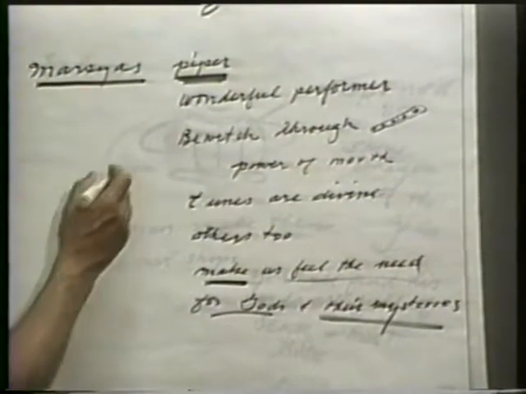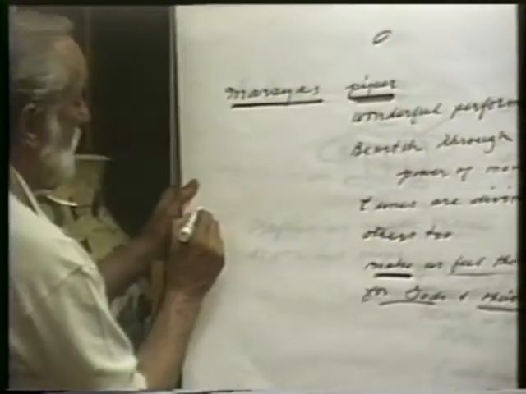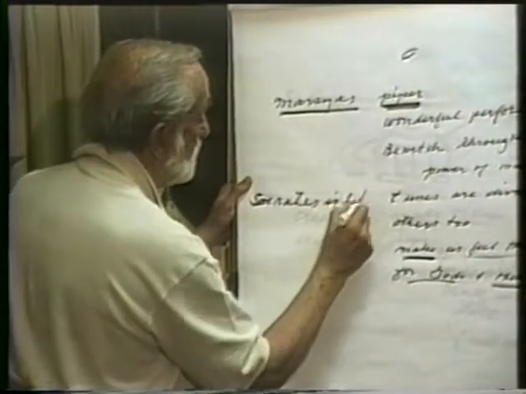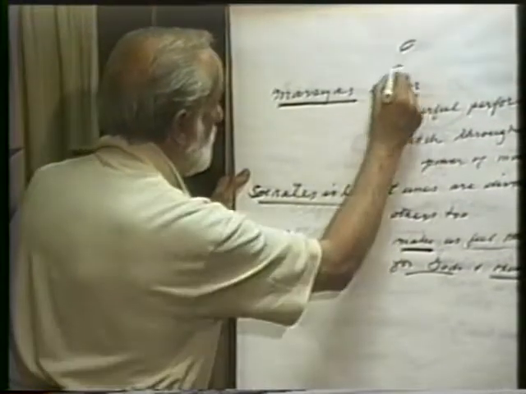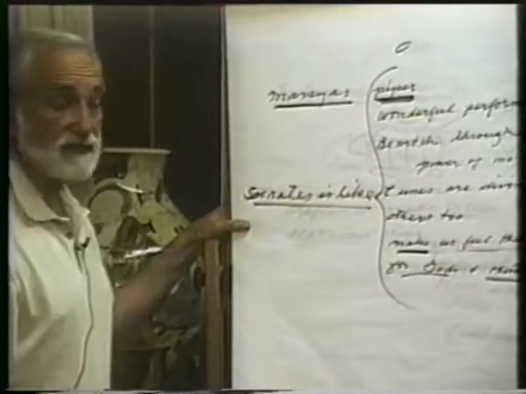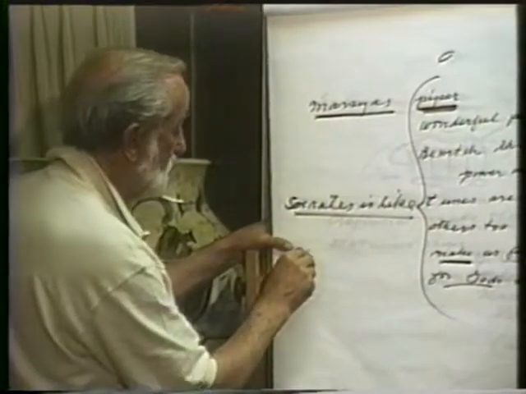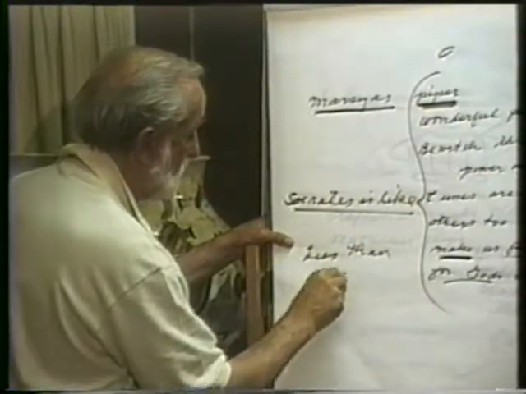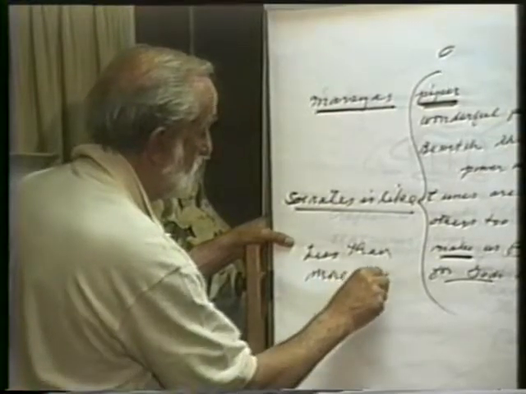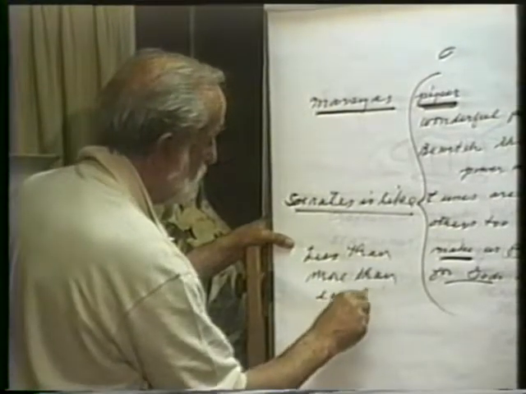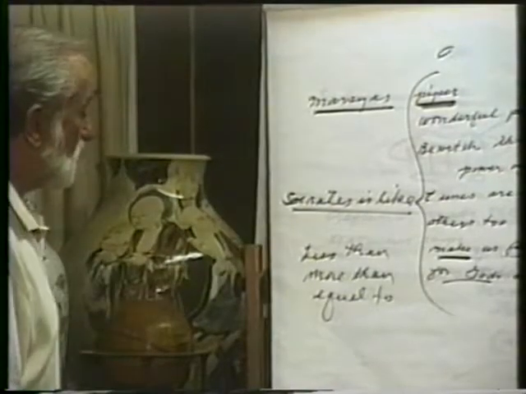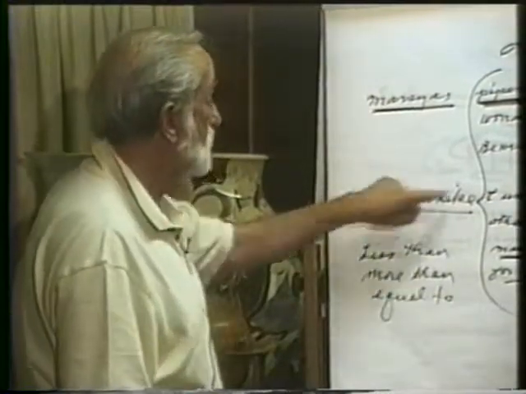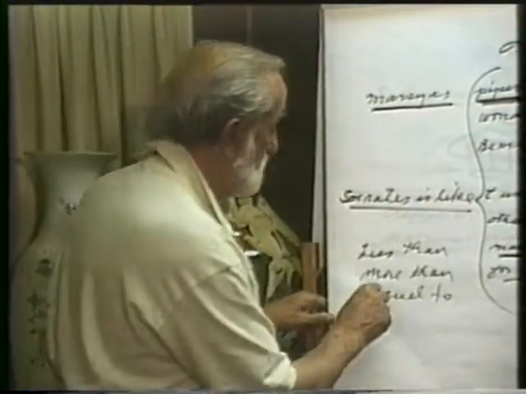Now, if these are the qualities of the Marsyas, so if we say Socrates is like him, then we have to see to what extent we can say he is less than, more than, equal to. Because if he's equal to it, if he is in every way exactly like the Marsyas, then he's not like a Marsyas, he is a Marsyas. So we'll hold that.